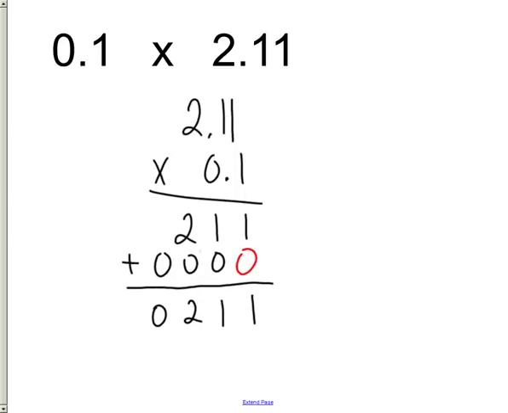And again, we count up our decimal places. And there we have it. That's all that we need to do when we're multiplying decimals. The hardest part is just knowing your multiplication facts. If you know those, you should be pretty good.